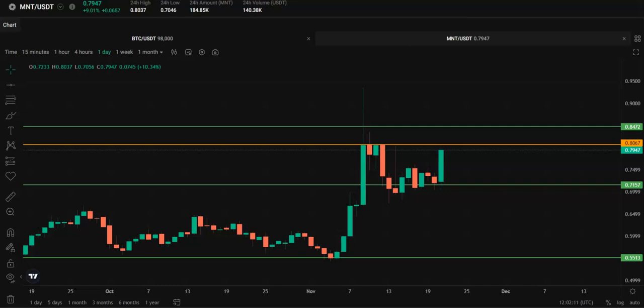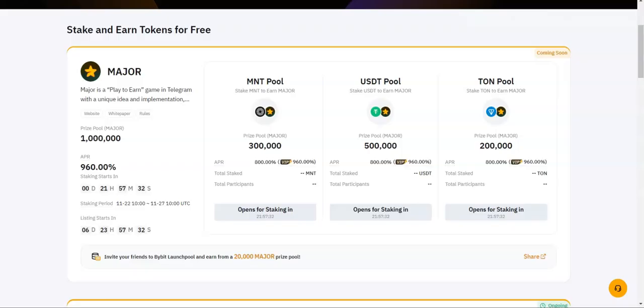All right, guys, let's take a quick look here at MNT or Mantle. Basically, this is a coin that I have just a very little amount of, but I have considered maybe DCAing a little bit more into this. Now, as I want to show you guys, Mantle you can use in Bybit for these launch pools.